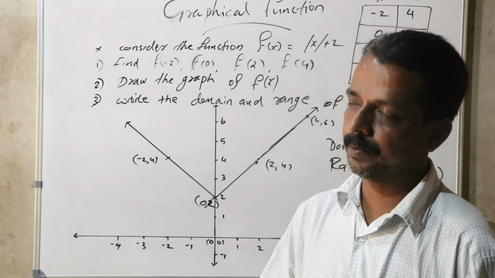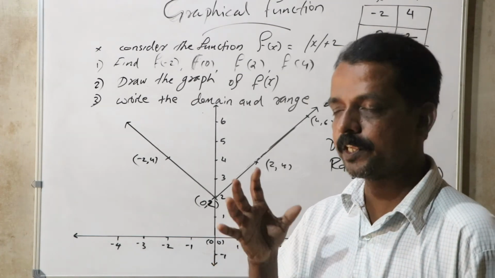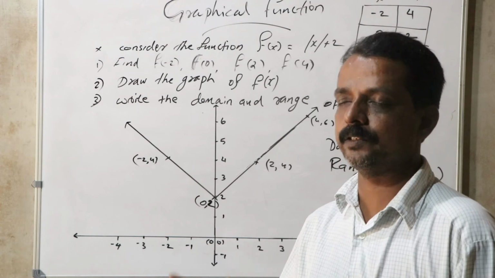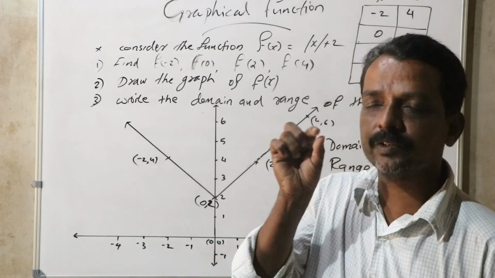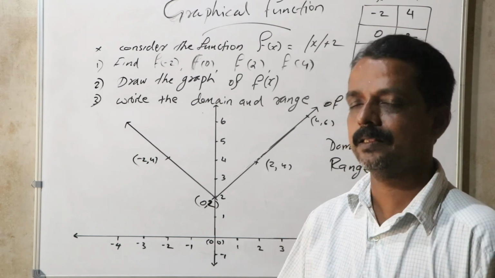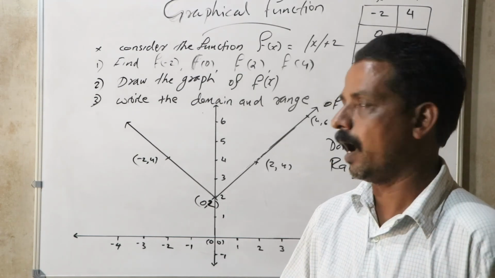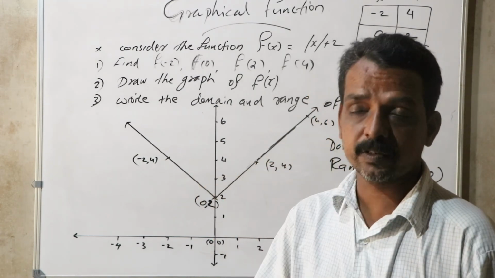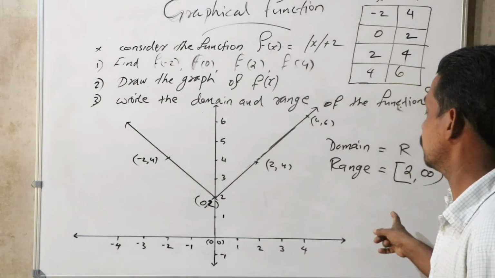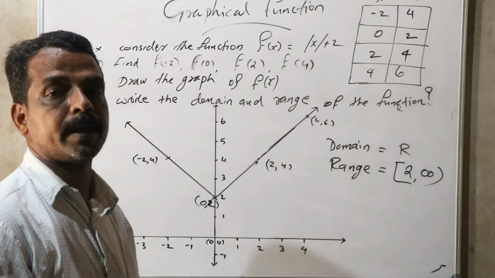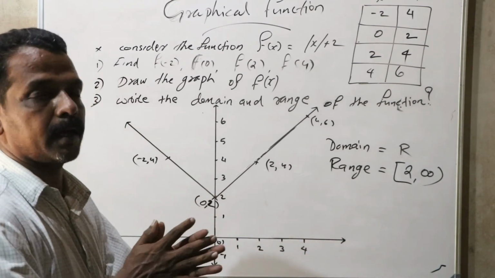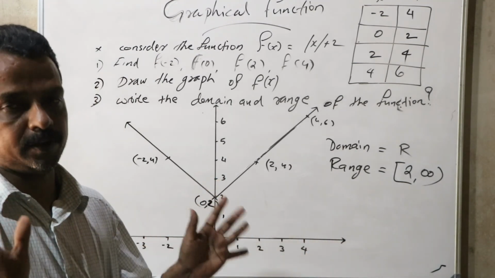Okay. We must know how to find the domain and range from a graph. From a graph, it is easy to find the domain and the range. We must consider the graphical line according to the x-axis as the domain and according to the y-axis as the range. It is easy to find the domain and range from a graphical expression of a function.